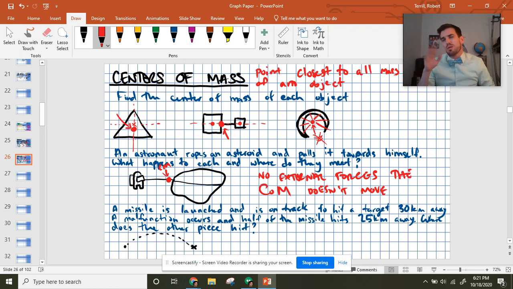Our last problem, we have a missile that's being launched and it's on track to hit something 30 kilometers away, probably like a high school or something. A malfunction occurs, and half the missile ends up hitting 25 kilometers away instead of 30. So it goes boop and it hits there. So the question is, where does the other half hit?